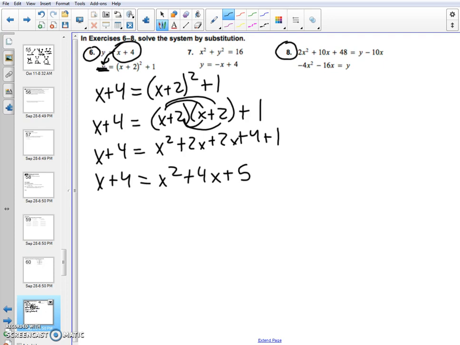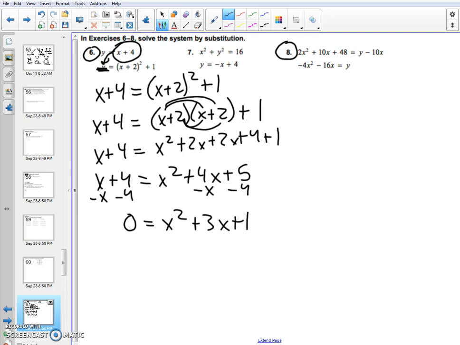Okay. So now what I want to do, I have a quadratic that I'm solving. I want it to be equal to 0. Okay, so I'm going to subtract 4, subtract x, to see what my options are here. So I would have 0 equals x squared plus 3x plus 1.